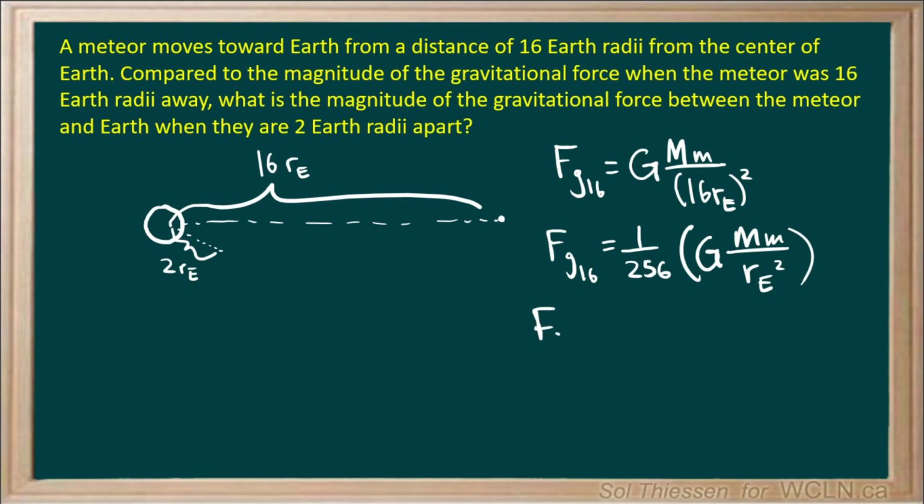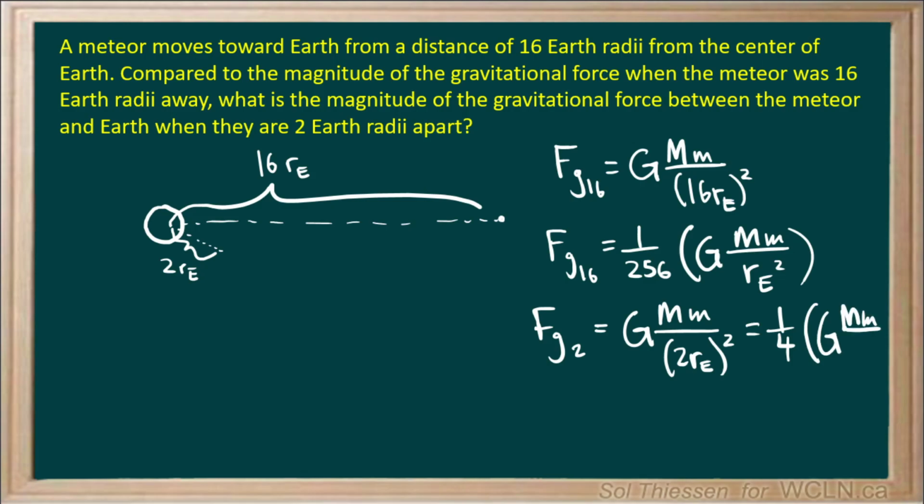Now the force of gravity when they are 2 Earth radii apart will be G times the mass of the Earth times the mass of the meteor divided by 2 times the radius of Earth squared. So this is all from the law of universal gravitation, which tells us that the force of gravity is the gravitational constant times the mass of one object times the mass of the other divided by the distance between them squared. So this will give us 1/4 times GM over the radius of Earth squared.